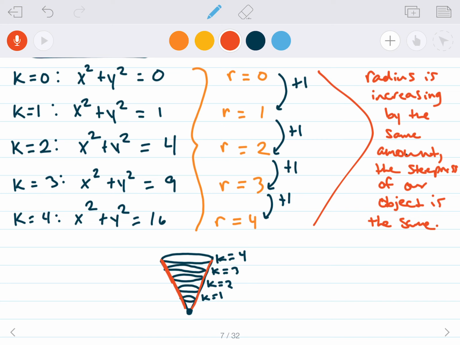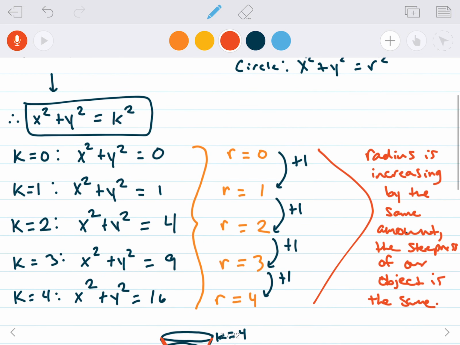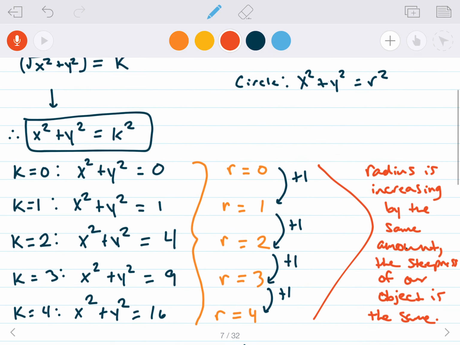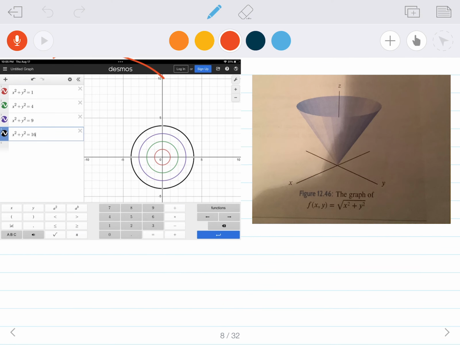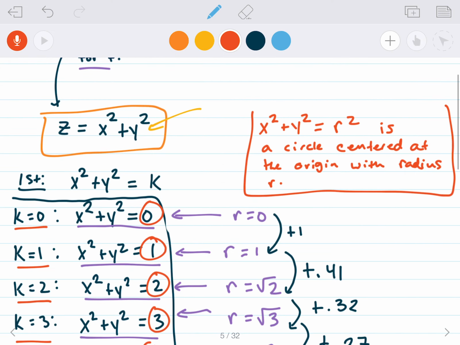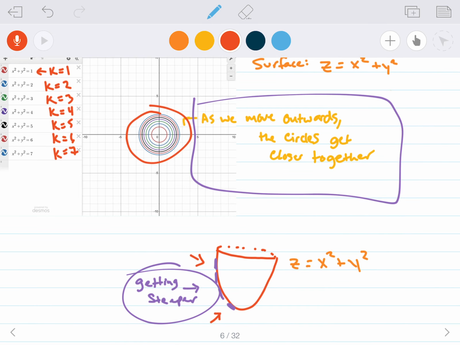And you can go ahead and put this in GeoGebra. You can put the contours in Desmos, as I did right here. And in GeoGebra, your surface is going to look just like this, like a cone. And we can see here this is different, because the distance between the circles is uniform. It stays the same, whereas with our first example, the distance between the circles got closer and closer together.